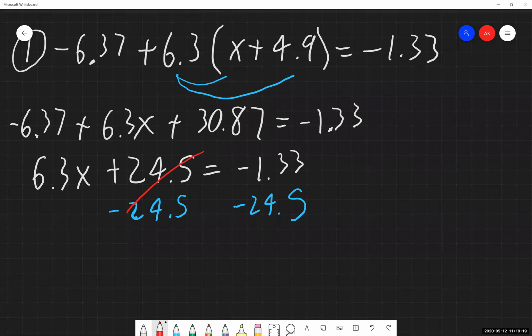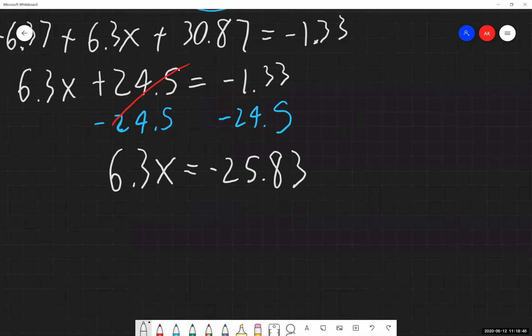Let's cancel over on the left. I get 6.3x is equal to, and then just apply your calculator again for adding or subtracting, multiplying, dividing these things together. Negative 1.33 minus 24.5. I'm getting negative 25.83.